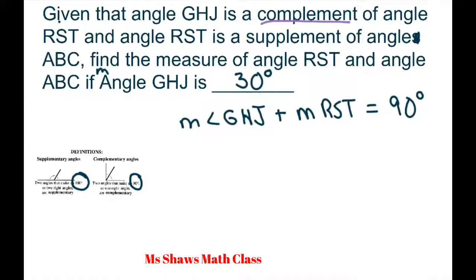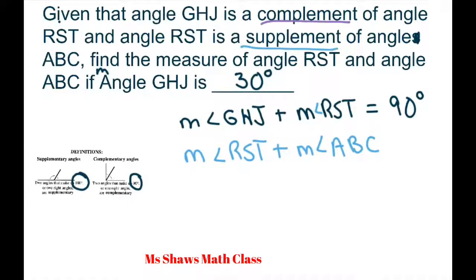So next it says the measure of angle RST plus the measure of angle ABC, it's a supplement, so that equals 180 degrees. So I'm going to use the fact that the measure of angle GHJ is 30 degrees and substitute into this.